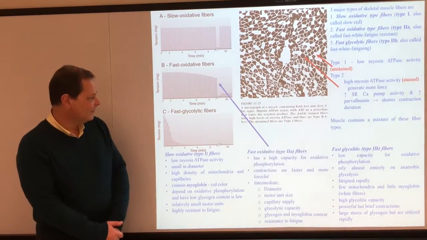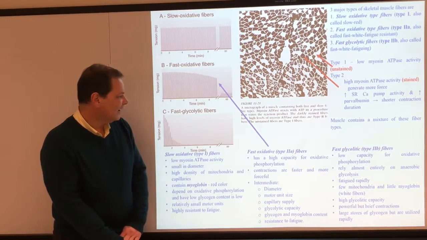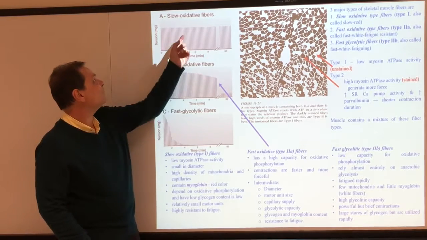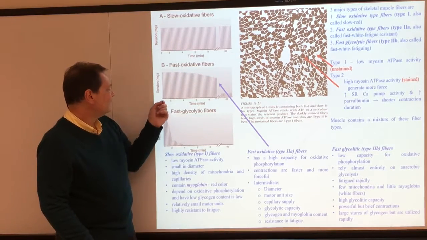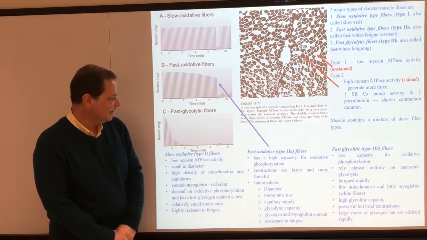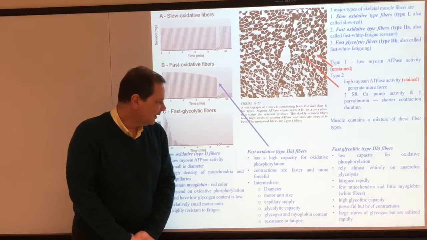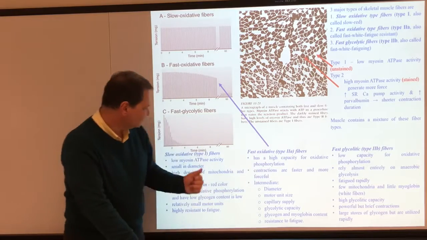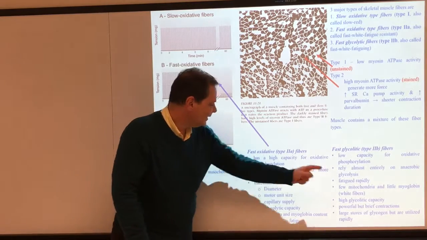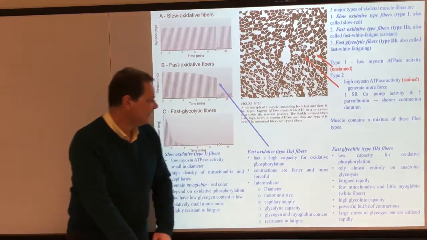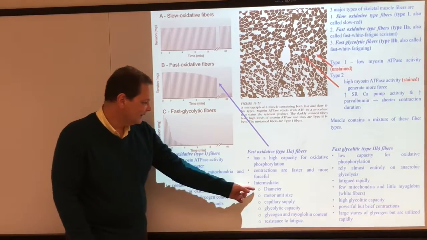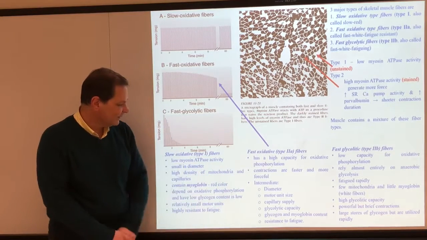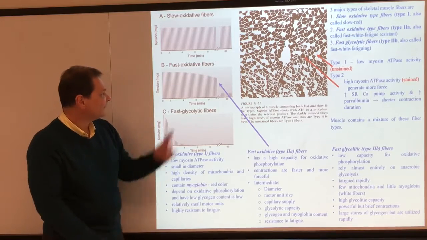And then your type 2A are sort of intermediate. They have a high capacity for oxidative phosphorylation, and although they fatigue more quickly than the slow oxidative fibers, they don't fatigue nearly as quickly as the fast glycolytic fibers do, so they're intermediate in that respect. Their contractions are faster and more forceful than slow oxidative, but less forceful than the fast glycolytic. And they have intermediate diameter, motor unit size, and capillary supply. Everything's really intermediate here, including the resistance to fatigue.